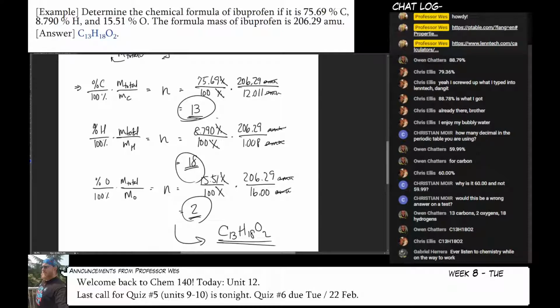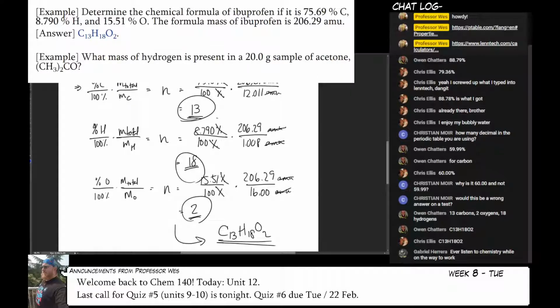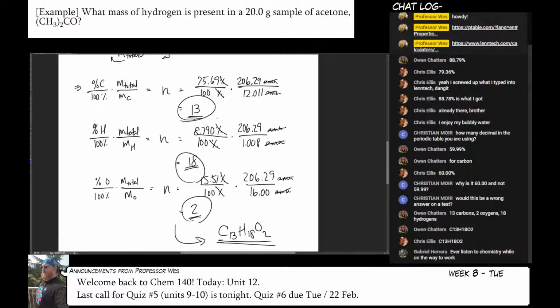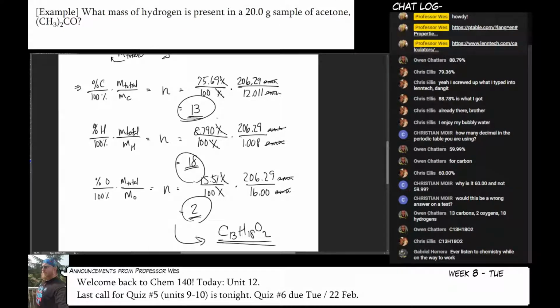All right. The next question that I have for you is this one. What is the mass of hydrogen present in 20 grams of acetone? This should be pretty trivial to do. In fact, you probably could do this in like 20 seconds if you look it up on Lenntech.